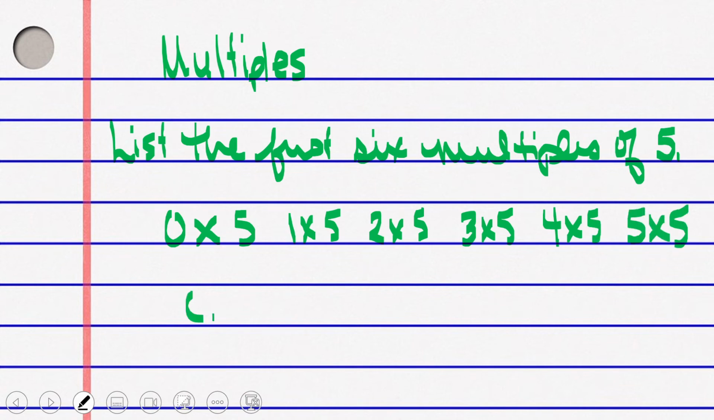Here are your answers: 0, 5, 10, 15, 20, 25. Multiples are skip counting, just like you learned when you were a little bitty.